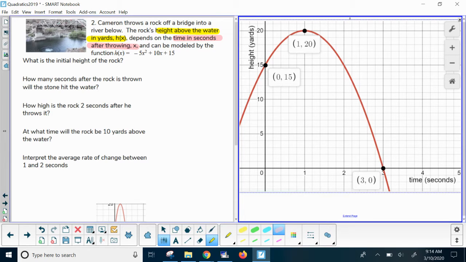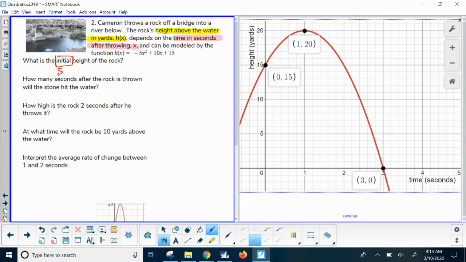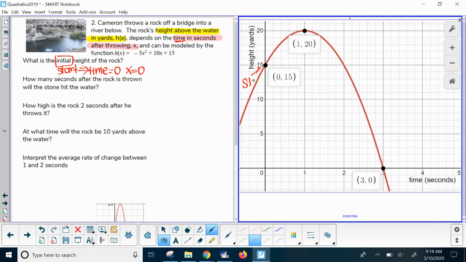So let's start answering the first question. It says, what is the initial height of the rock? Initial is one of those words that gets people tripped up often. Initial just means starting. So where did the rock start? If I'm talking about my starting point, that means my time is 0. And my time is my x. So that means x equals 0. So I'm looking for x equals 0 on my graph, which is right here. So it looks like it starts right here at 0, 15.